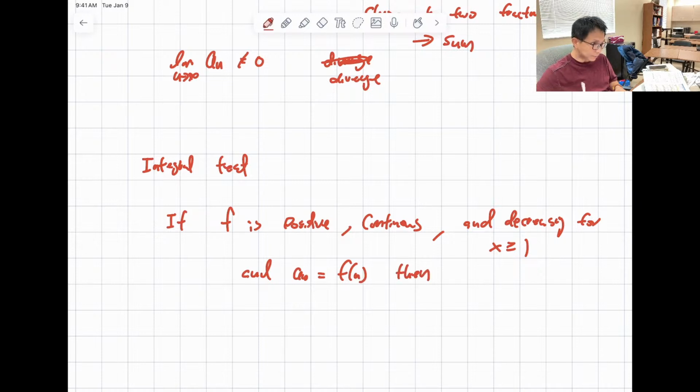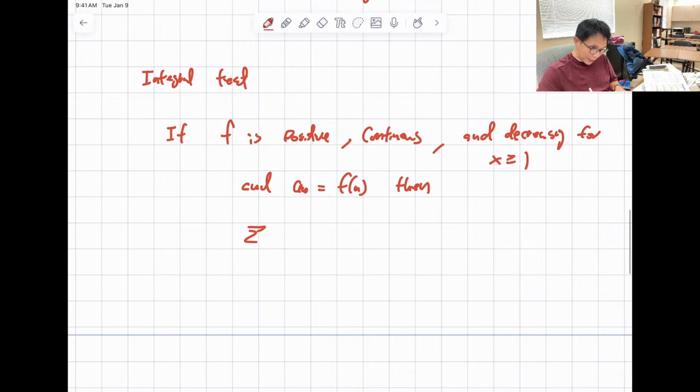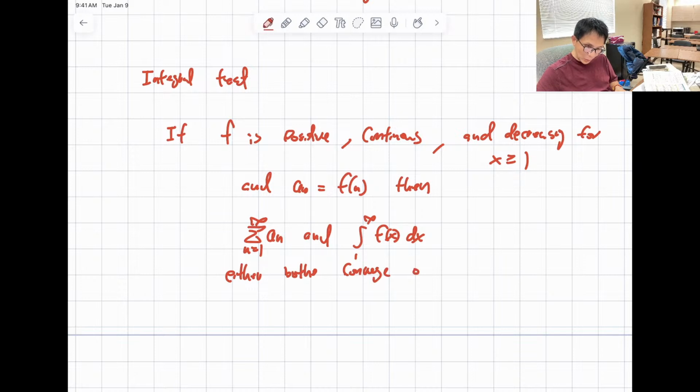Then the summation from n equal to 1 to infinity of a_n and the integral from 1 to infinity of f of x dx, either both converge or both diverge.